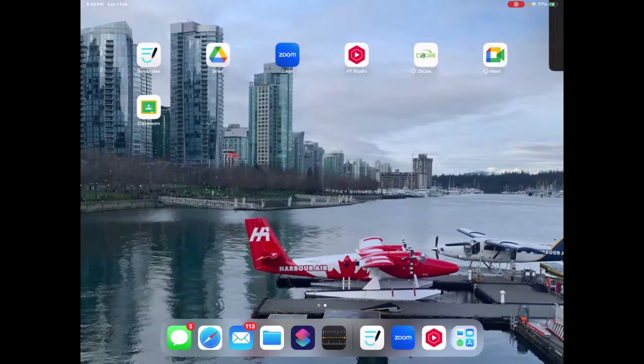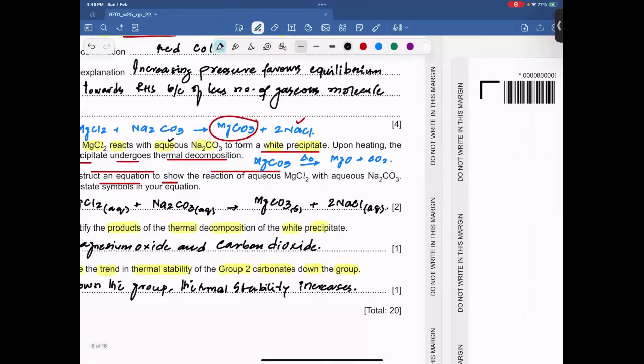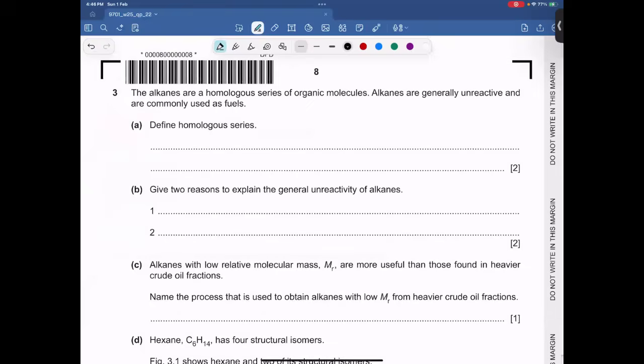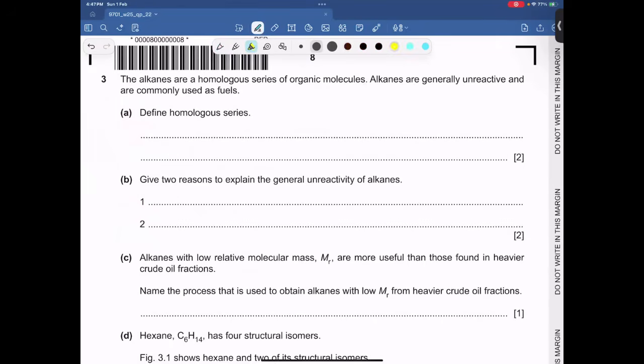Next question. All right, everyone. Let's move on to the third question. The third question belongs to alkanes, and alkanes are my favorite also. Organic, in fact, is my favorite. Alkanes are a homologous series of organic molecules. Alkanes are generally unreactive and are commonly used as fuels. Define homologous series. You have done homologous series in O levels, and obviously you must remember this.